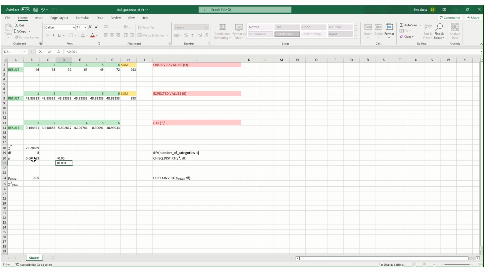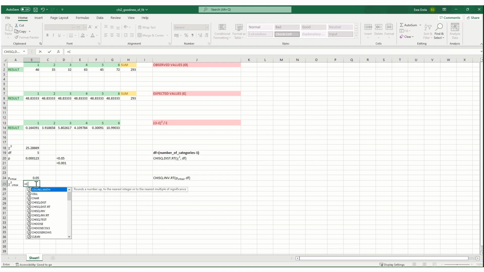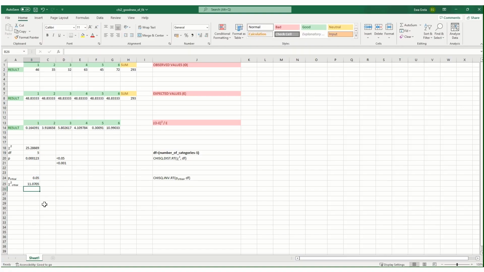reject the null hypothesis. Another possible approach is to compare our calculated chi-square statistic to the critical value from the chi-square distribution table at the chosen significance level. Again, in our case, the level of 0.05. If the calculated chi-square statistic exceeds the critical value, we reject the null hypothesis and conclude that the die is biased. Otherwise, we fail to reject the null hypothesis. In our case, we do reject the null hypothesis.